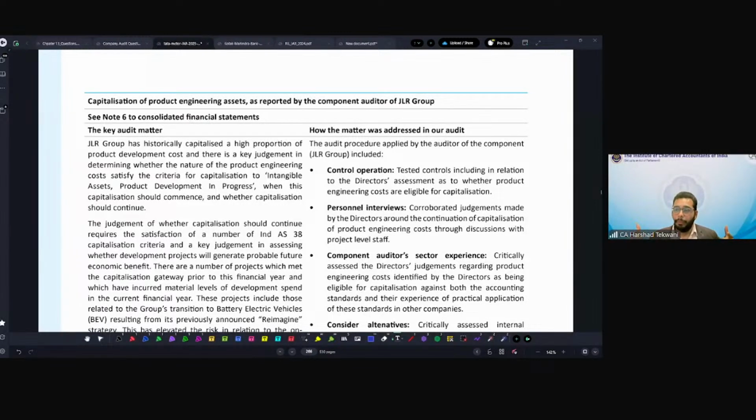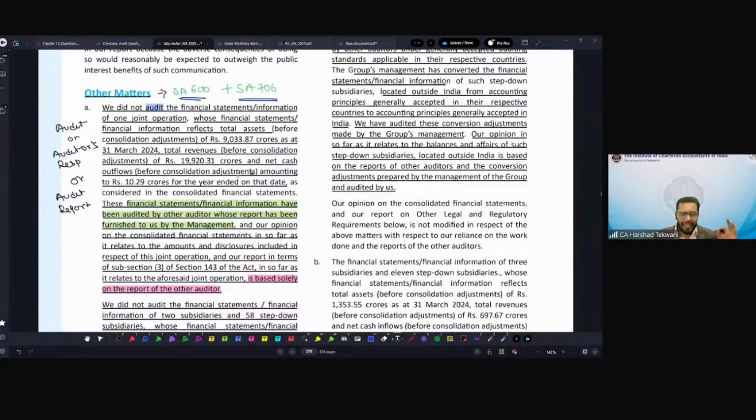Now I'll go to one more category, that is special considerations. Remember, when we were discussing the other matter paragraph, I discussed this particular paragraph at the time of SA 600: SA 600 requires us to report in the other matter paragraph when we have relied upon the work of another auditor. Remember something from SA 600? Plus, I discussed the same point again when discussing SA 706. There was a requirement under SA 600 to be reported under the other matter paragraph. The same I'm reporting over here.